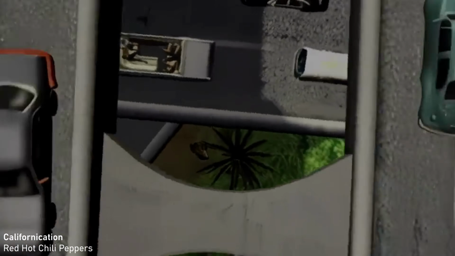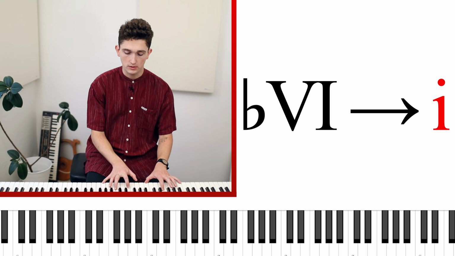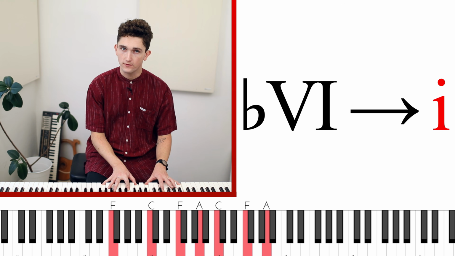A great example of this in the key of A minor is the song Californication by the Red Hot Chili Peppers, which is in the key of A minor and then goes to F, the 6th chord.